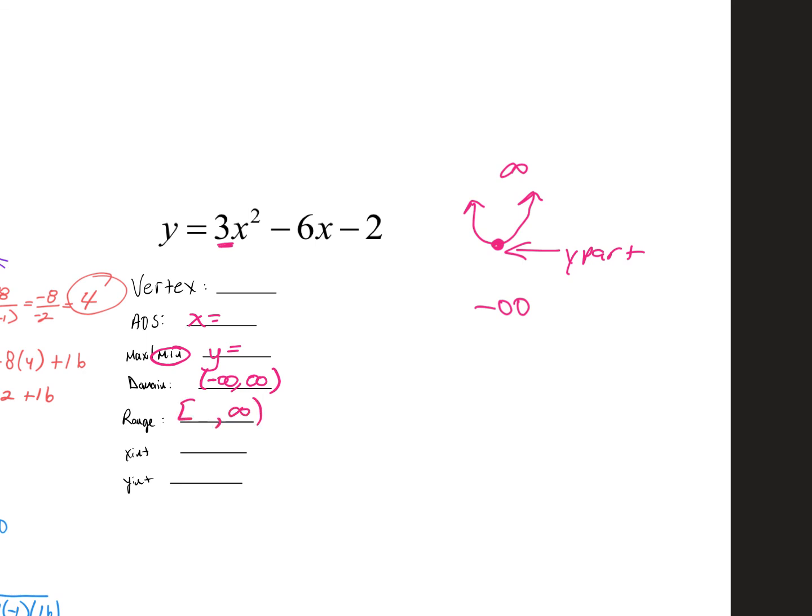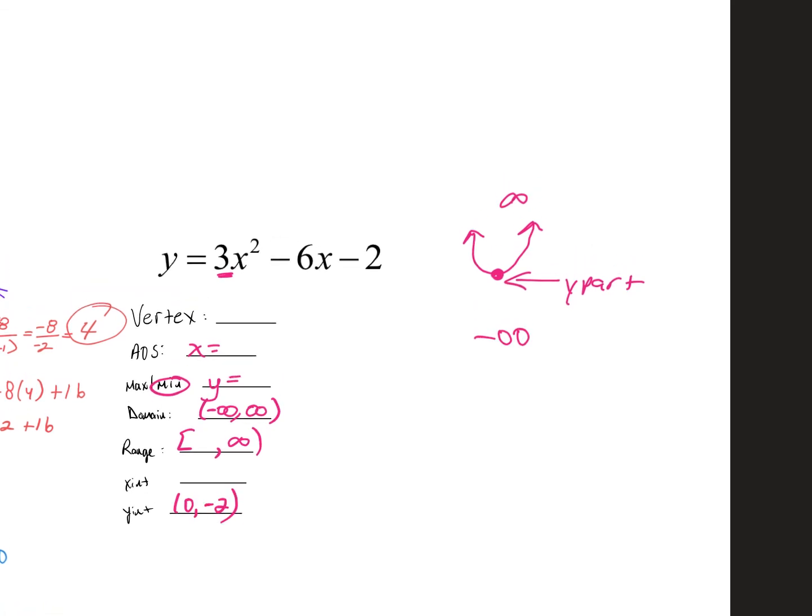I can't look at this and just tell you the x-intercept, but I can look at it and tell you the y-intercept: 0, comma, negative 2. So now let's find our vertex. x equals negative b over 2a. Negative negative 6 over 2 times 3. 6 over 6 equals 1. So my vertex is at 1 comma something. My axis of symmetry is at x equals 1.